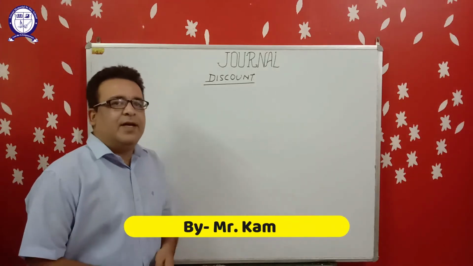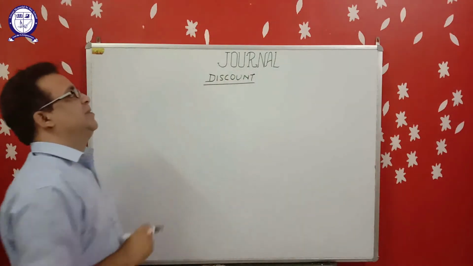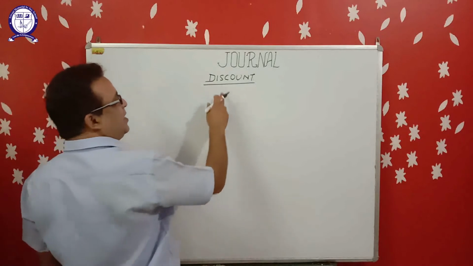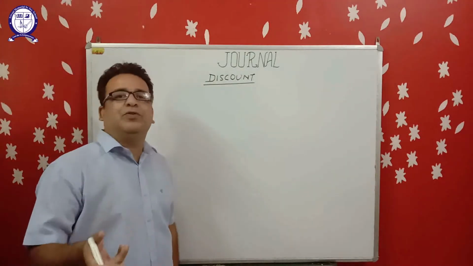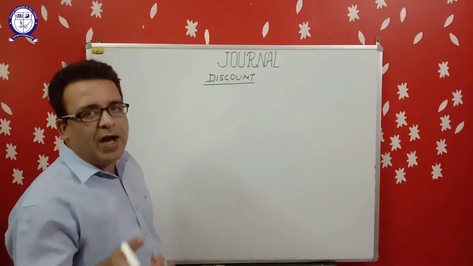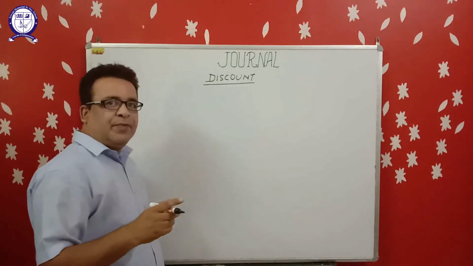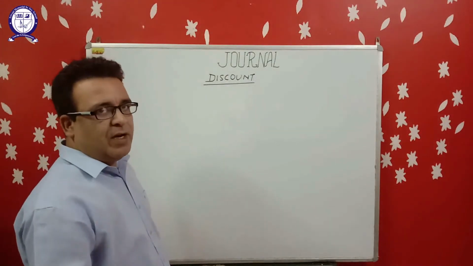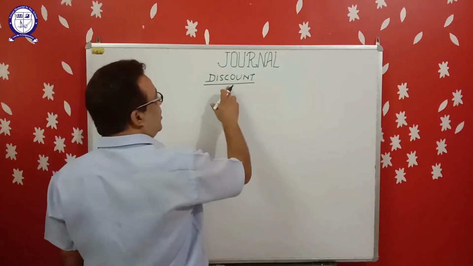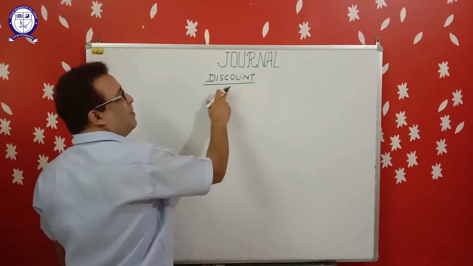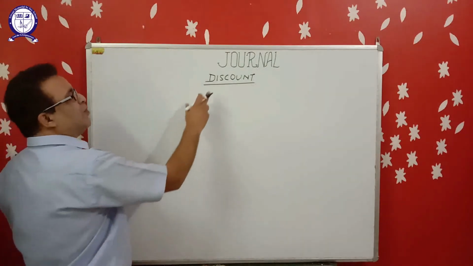Hello students, in this video we will discuss some more journal entries. First of all, entries related to discount. What is discount? Discount is an allowance given by the seller of the goods at selling price, or you can say at list price, also called at catalog price, or deduction for making the prompt payment. There are two types of discount.